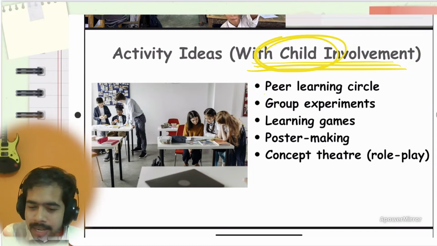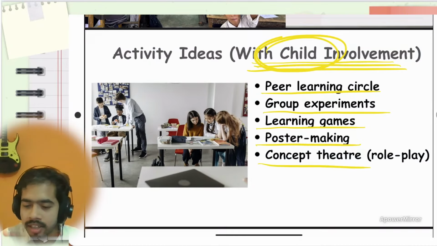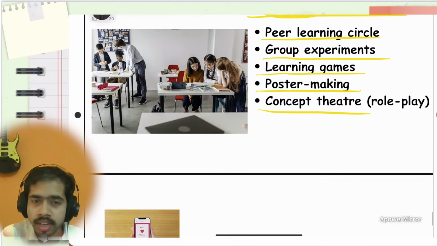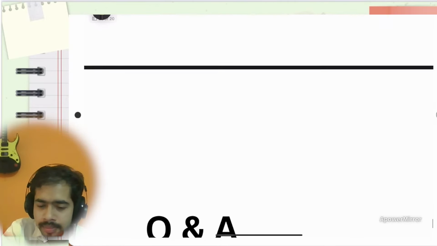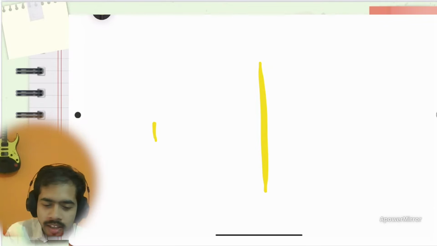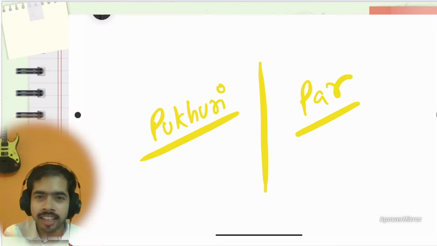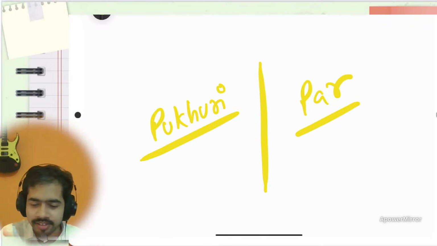So we have to make peer learning circles, group experiments should be there, then learning games, poster making, concept teacher. You can also ask for one type of game. Let me show you one game here. So Pukhuri Par, a very interesting game. That is Pukhuri and that is Par. Okay, very interesting.